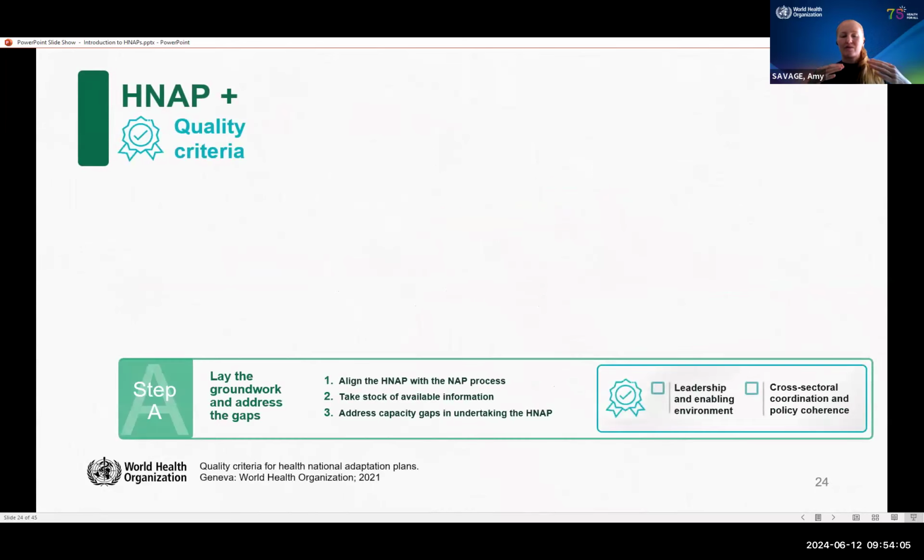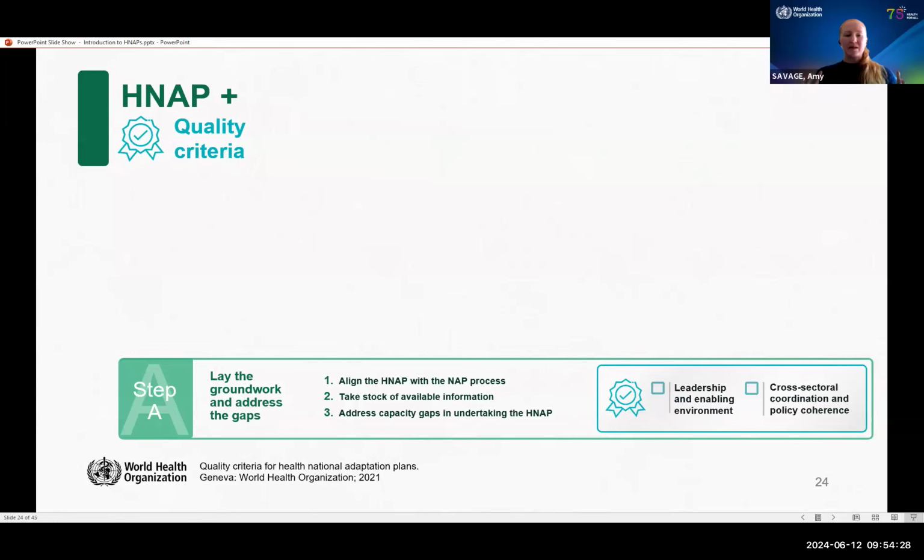So here I'll just quickly mention the 4 steps and then go into each of them in a little bit more detail. And just to note again, we do have a publication on quality criteria to give some suggestions for how to ensure that your health national adaptation plan is of a high quality, is comprehensive, but we'll look at those in a later webinar. You can see them on the right here in this slide though.